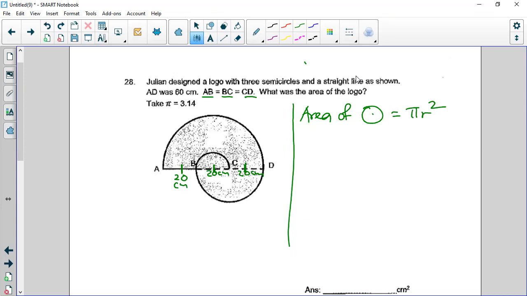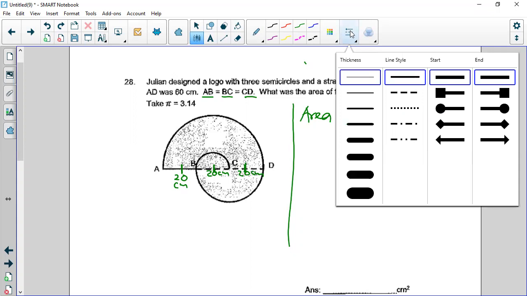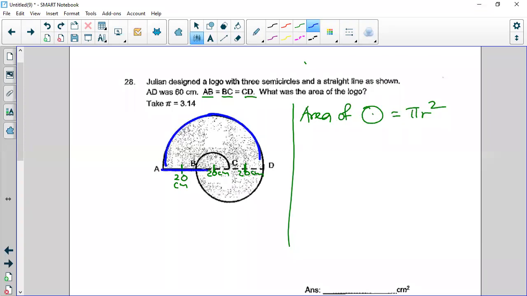Okay, so calculator is a must. Now, how about this figure, which is not a circle? If you look carefully, there's no circle there, but it's actually a semicircle and also a smaller semicircle. So can we find the area of the semicircle here? How do we do that?